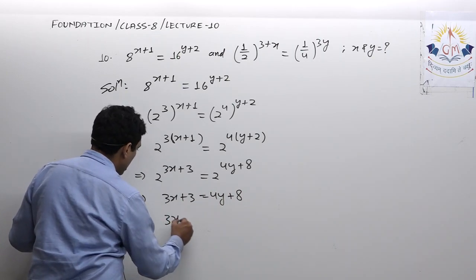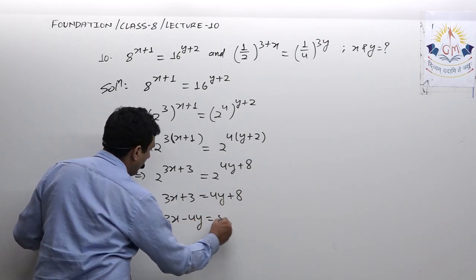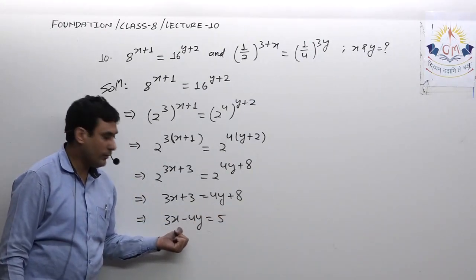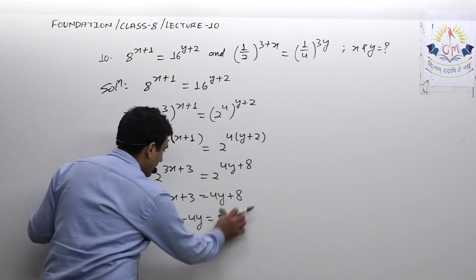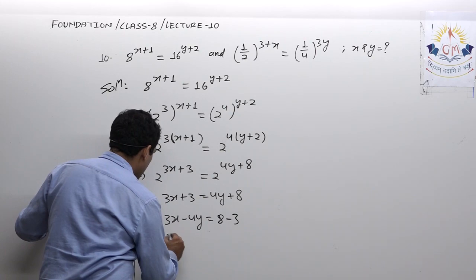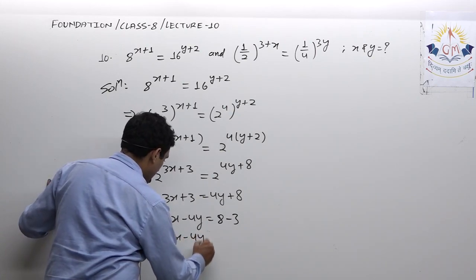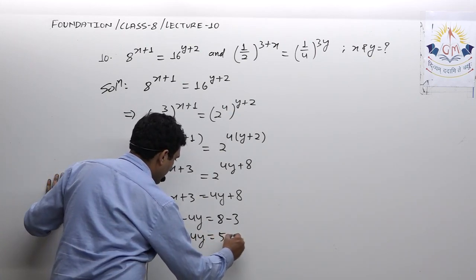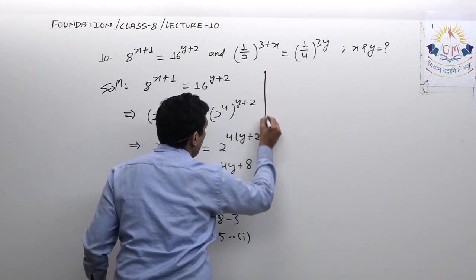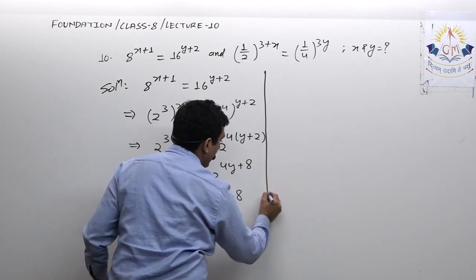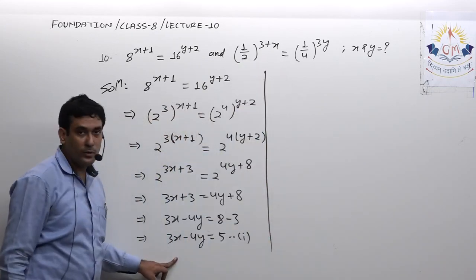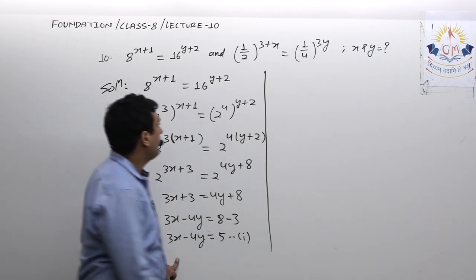Or I can write 3x minus 4y is equal to 5. I took 4y on this side, so minus 4y, and I took 3 on the other side, so I directly wrote that. I am adding one step for your better understanding. This will be 5. Let it be equation number 1. Now in a similar way, when I compare the next information, I will get one more relation between x and y.